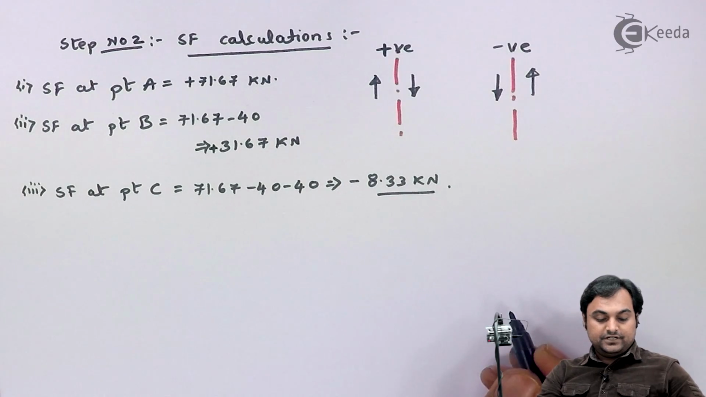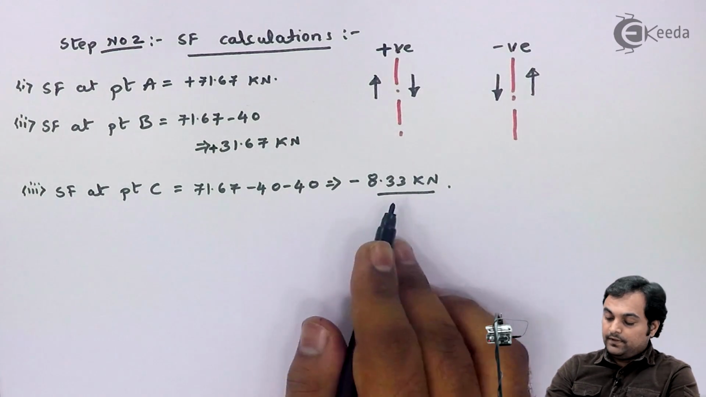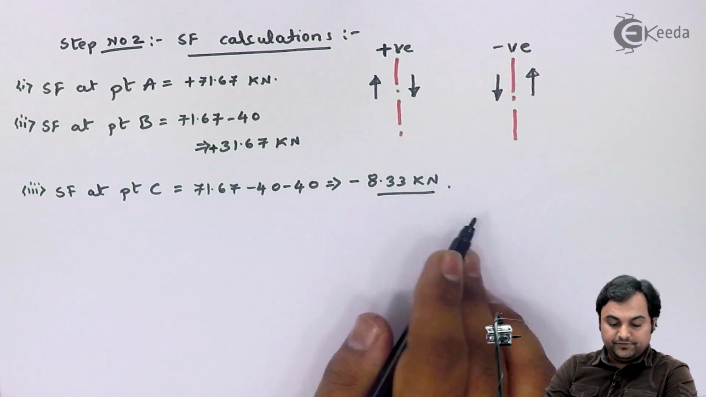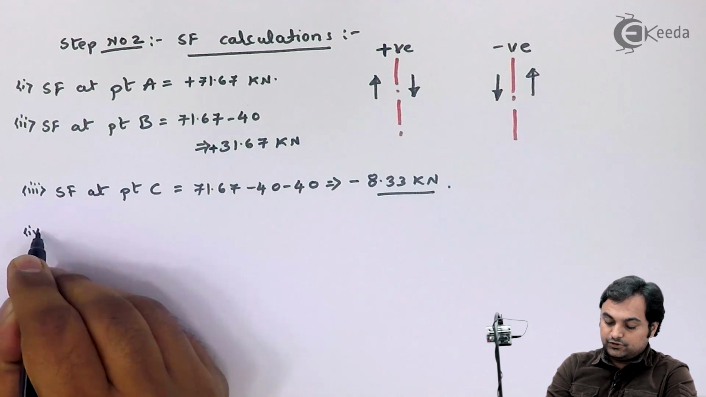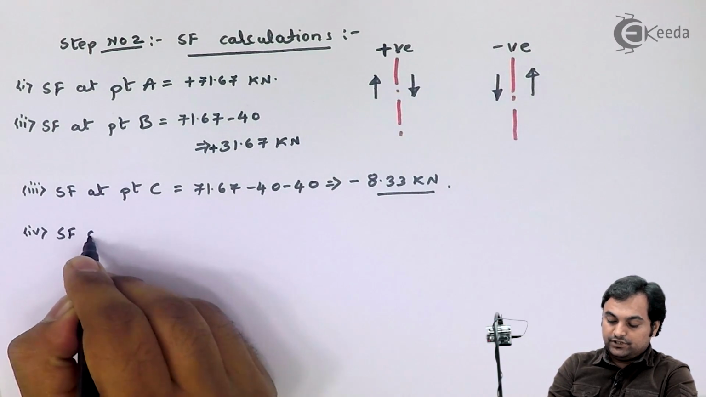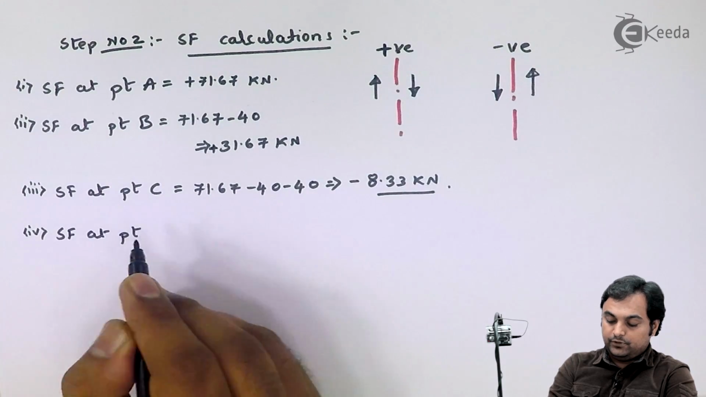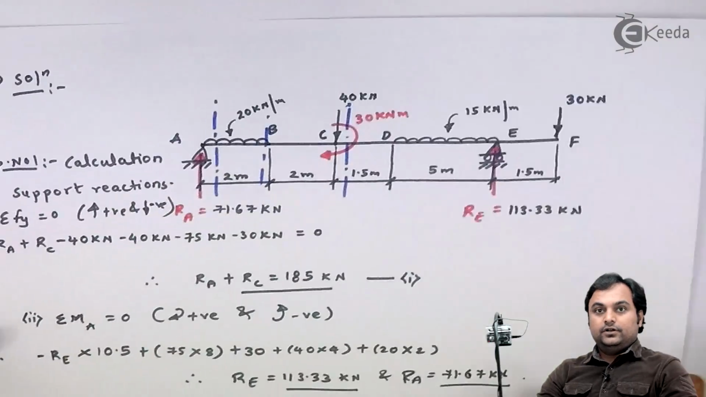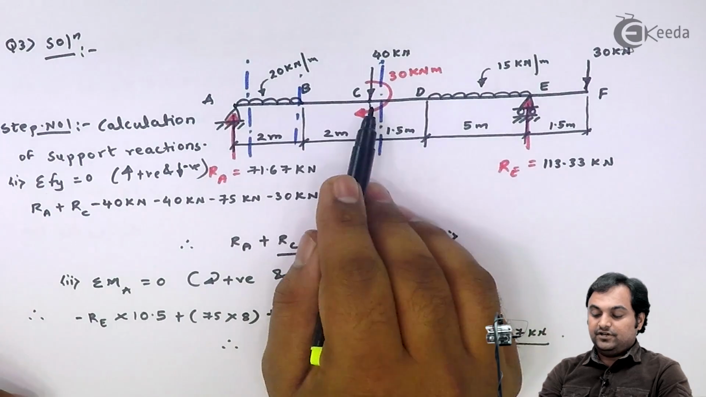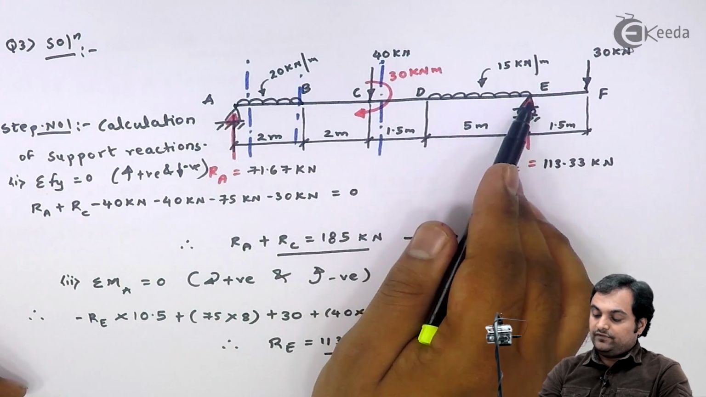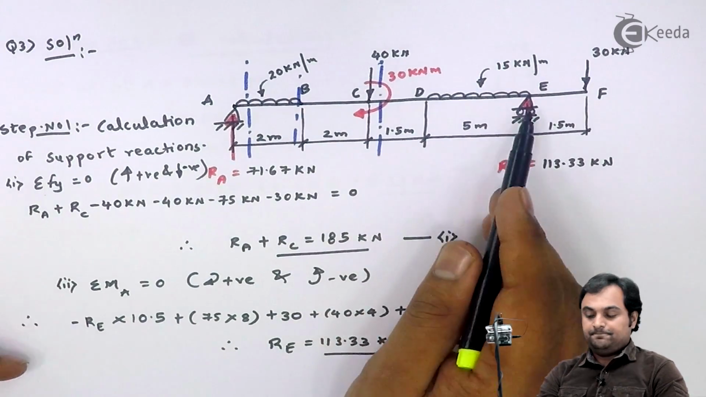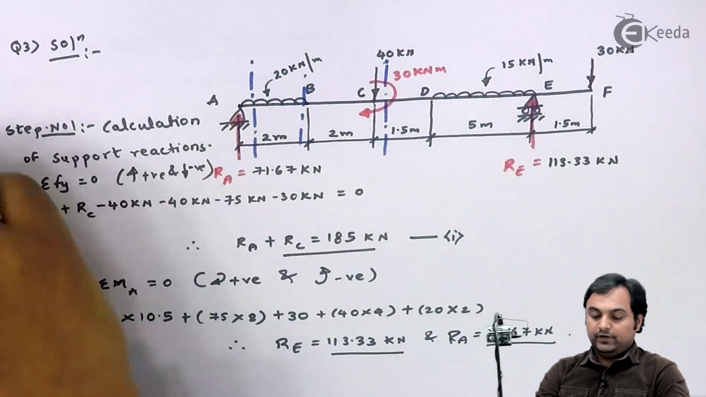After getting shear force at point C, now this shear force will remain constant between C to D because there is no load. So shear force at point D will be same as shear force at point C. Now after this shear force at point E, here also I will be having two values.